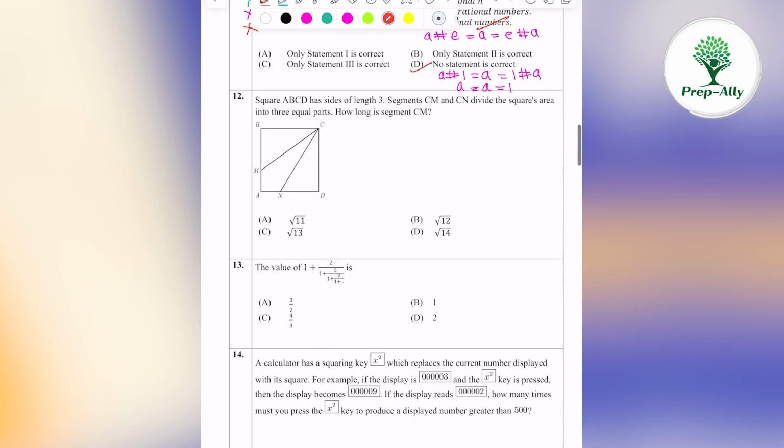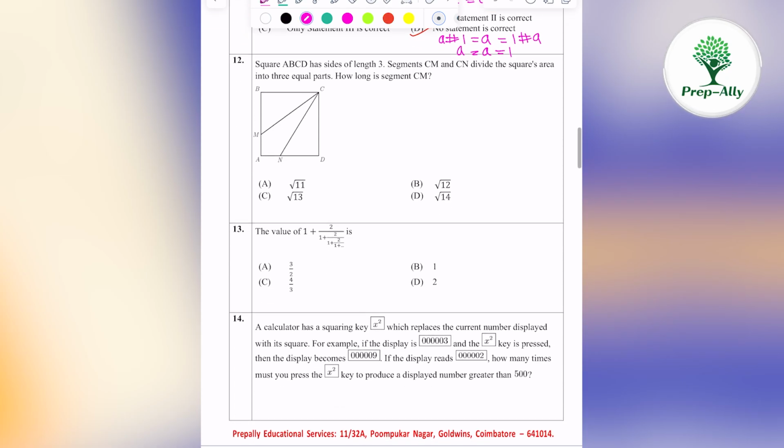Now the next question, question number 12. Here square ABCD has side length 3, so this side is 3, this one is also 3, this one is also 3. CM and CN divide the square into 3 equal parts. So what is the area of this square? Area of a square we can write as side square, so 3 square is 9.